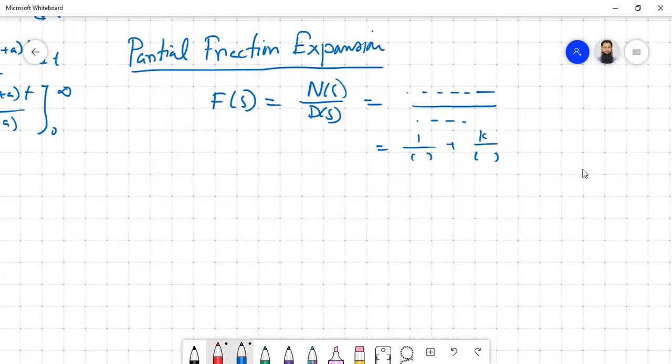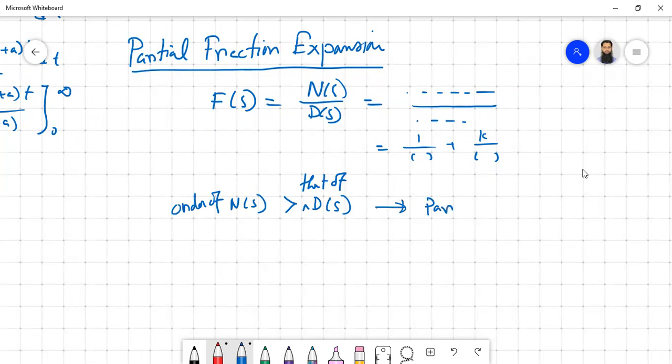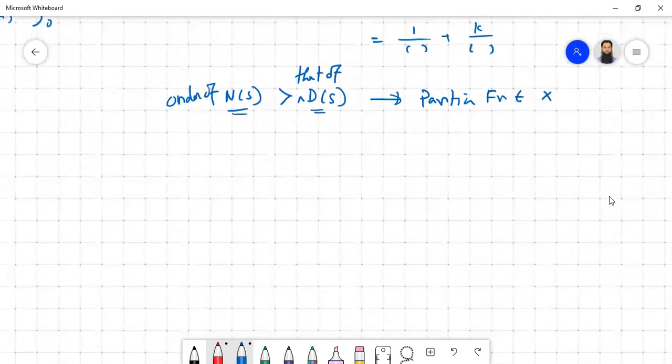So let us start with a numerical example. The first point is that you have to decide whether the order of N(s) is higher than the order of D(s). If this is higher than that of D(s), in that case you cannot apply the partial fraction. Partial fraction expansion cannot be applied. What do you have to do? Always the order of N(s) has to be lesser than that. If the order of N(s) is higher, then you have to divide it first, make the order of N(s) lower, then you can apply the partial fraction. So you have to go for the successive division.